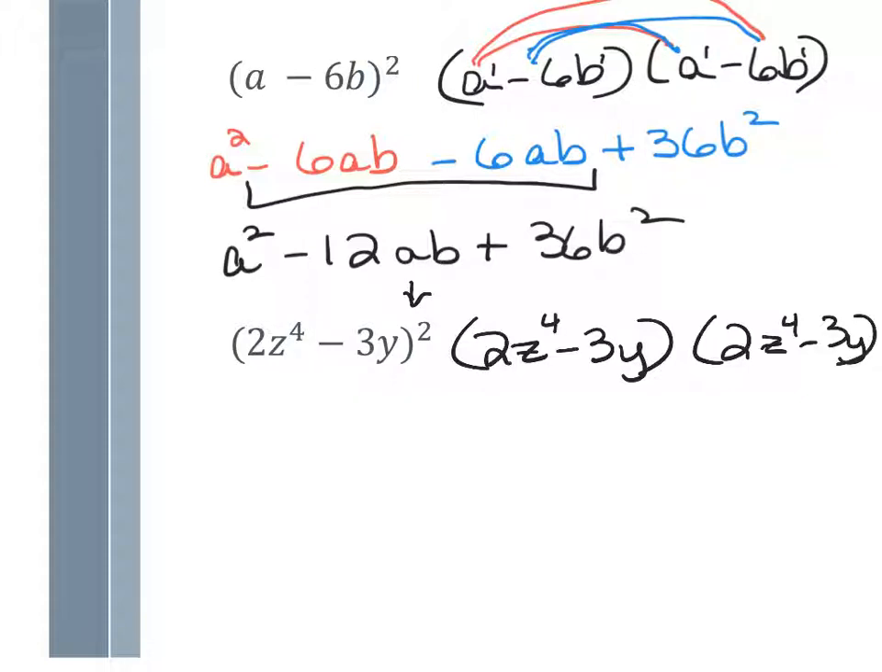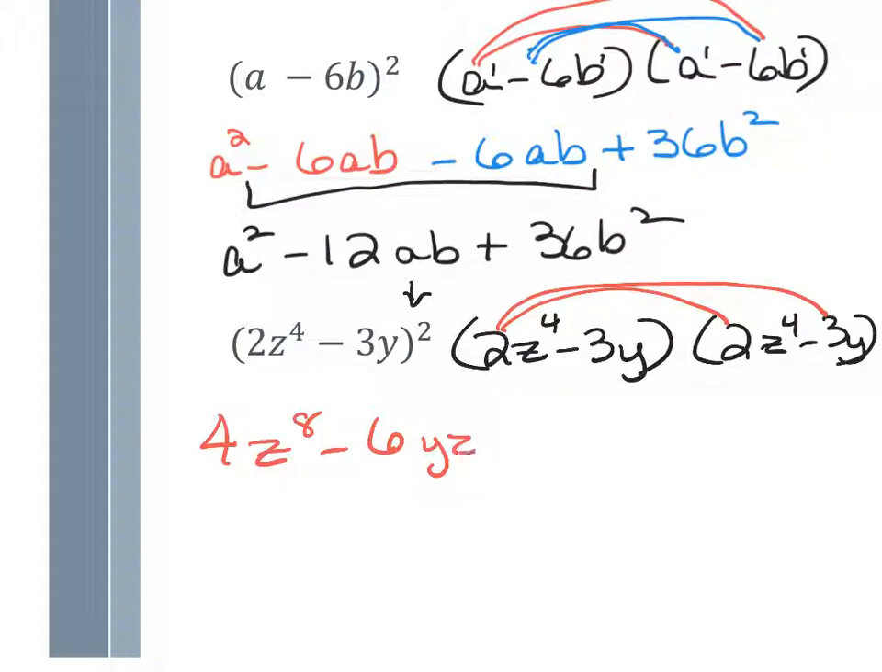So here I'm going to, again, distribute the 2z to the 4th. This gives me 4z to the 8th. Distribute the 2z to the 4th to the negative 3y, which will give me negative 6. Again, I'll put it in alphabetical order. So at the end of the alphabet, X, Y, Z. So I can write this as, and again, it doesn't matter. If you decided to put z to the 4th first and then the y, that's fine. Just stay consistent. So I'm just putting mine in alphabetical order.